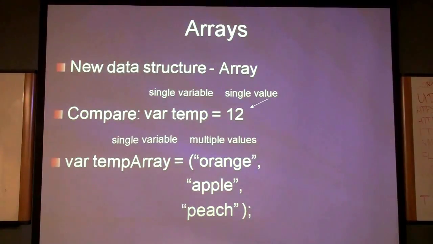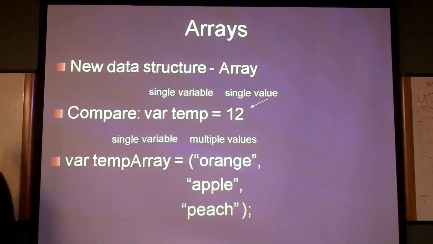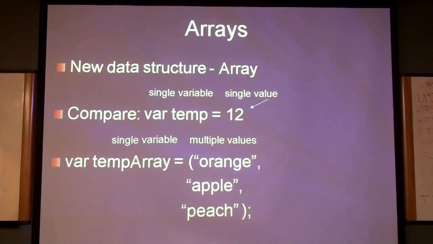Next topic is arrays. So far we created a lot of variables, and these variables were capable of storing only one value at a time. Arrays are capable of storing several items at a time; that's why they're called lists or arrays. Here's an example: I created a temporary array, and I put these values into it. Now this temp array contains three values at the same time: orange, apple, and peaches.